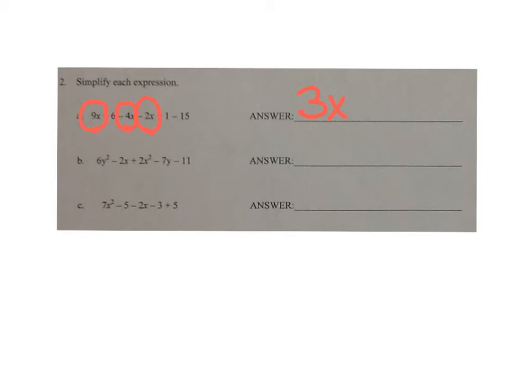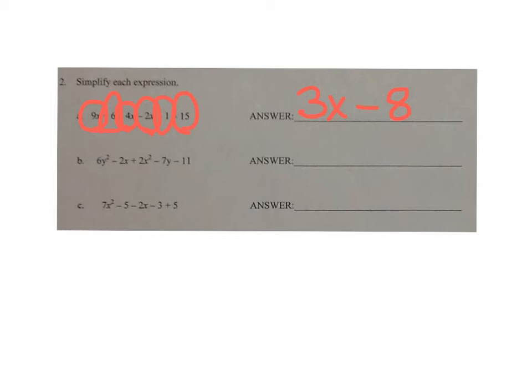Then I'm going to combine the constants, or the regular numbers. There's a plus 6, there's a plus 1, and there's a minus 15. So 6 plus 1 is 7, and then 7 minus 15 would equal negative 8. So that would be a minus 8. So there's the answer for A. It's 3x minus 8.